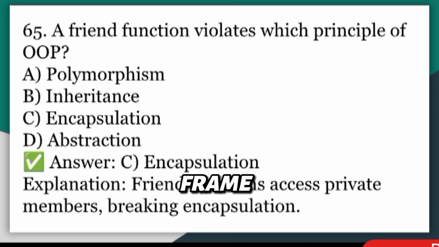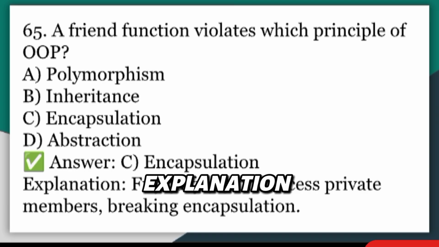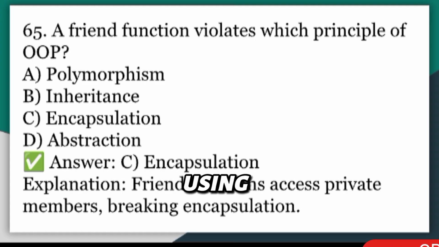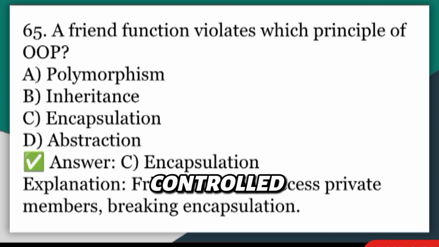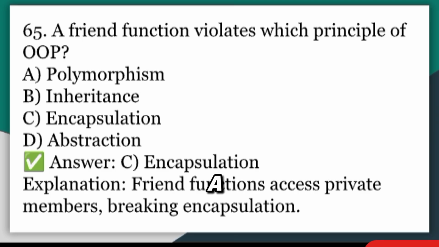Question number 65. A friend function violates which principle of object-oriented programming? So the right option is C, encapsulation. Here's the explanation. Friend functions access private members, breaking encapsulation. In object-oriented programming, encapsulation means keeping the internal details of a class hidden using private and protected access specifiers and only exposing controlled access through public methods. A friend function in C++ can access the private and protected members of a class directly, so since it bypasses the data hiding feature, it violates encapsulation, the feature of OOP.